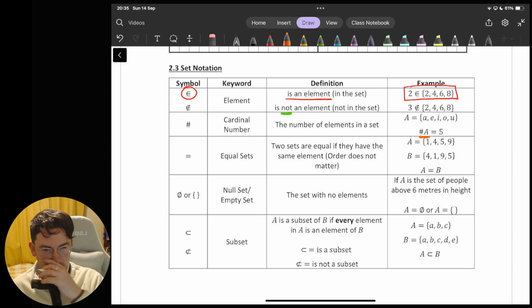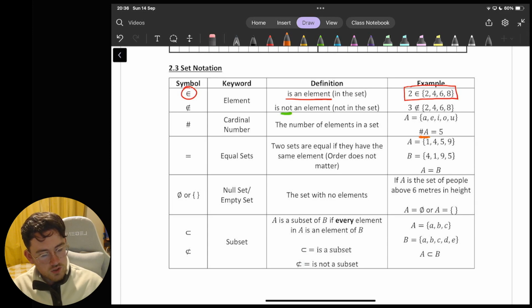The next one, which we do see quite a bit, is called the null set or the empty set, and we actually have two symbols for this. The first symbol is the O with the line through it, and the second is just the two brackets but with nothing written inside it. The null set is just the set that has no elements, so it's empty. If the set was, for example, the set of people that are above 6 meters in height, that would be an empty set. There would be nobody in that set.